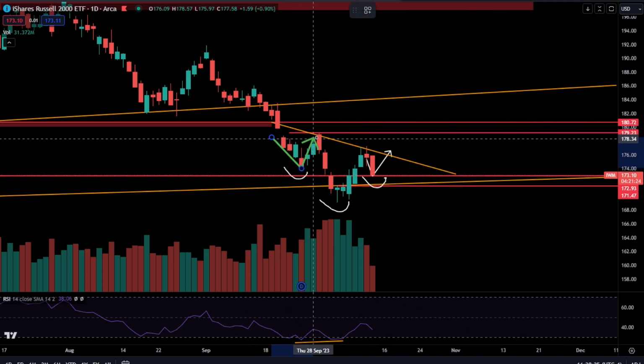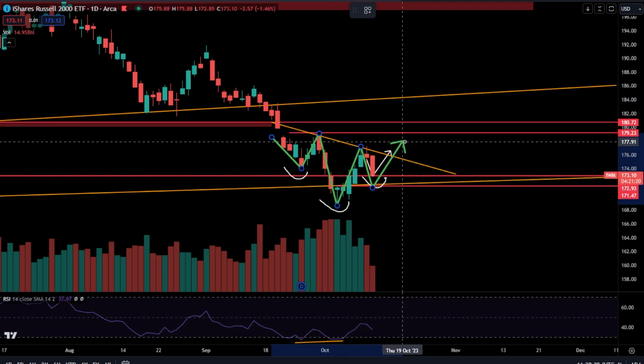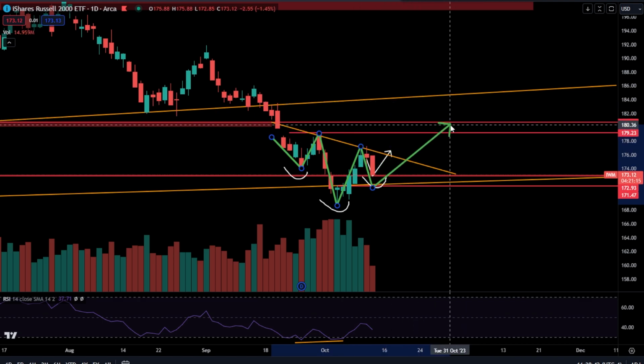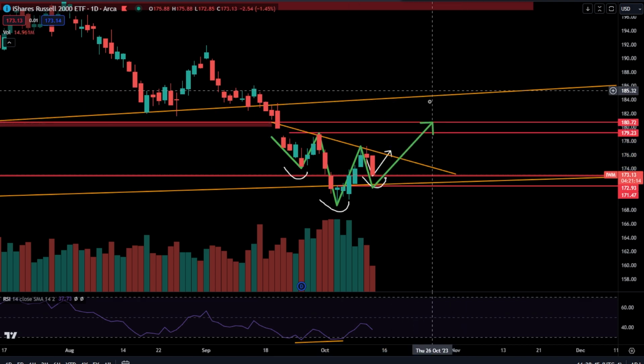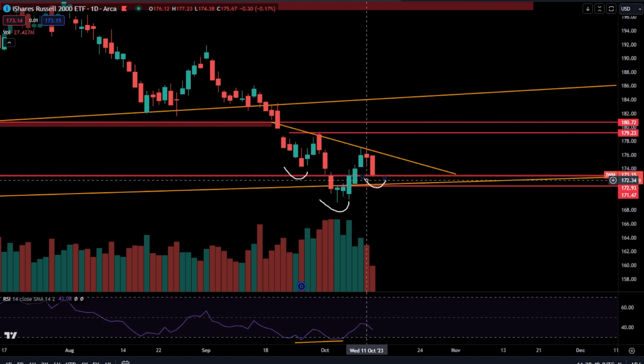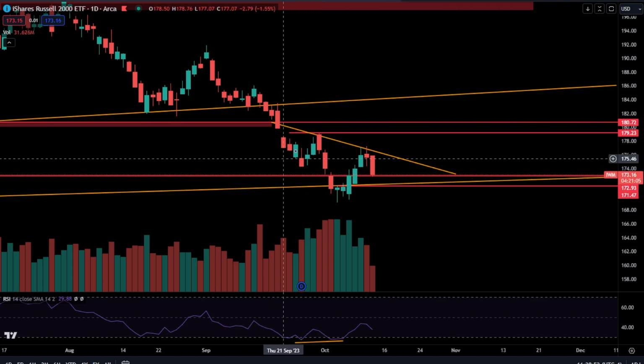Nothing has changed. You still have this pullback, just creating the right shoulder. It could go a little deeper, guys. It can, but once you get the break, you're probably coming all the way back up here to 180. All right, guys, end of October into November, it's going to be the month of the bulls, baby. We were waiting on this, and now it's happening.